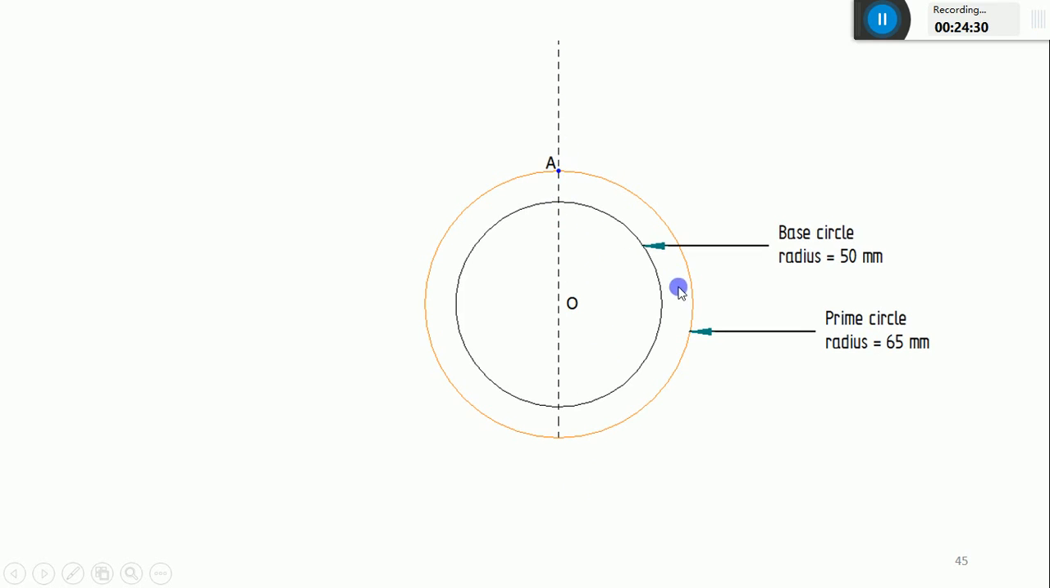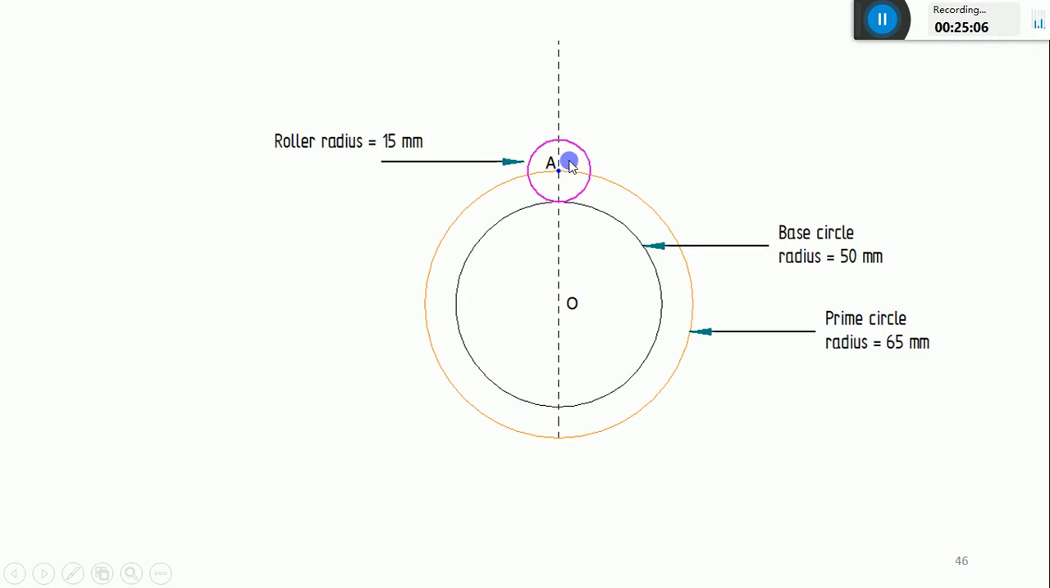As I said, when the type of follower is a roller follower, the reference will be this prime circle. You need to indicate all the values on this prime circle only, not the base circle. So first I'll indicate the point A, the place where the vertical axis intersects the prime circle. This cam axis or the vertical axis will intersect the prime circle at this point. So this will be the first point, the initial point of the follower.